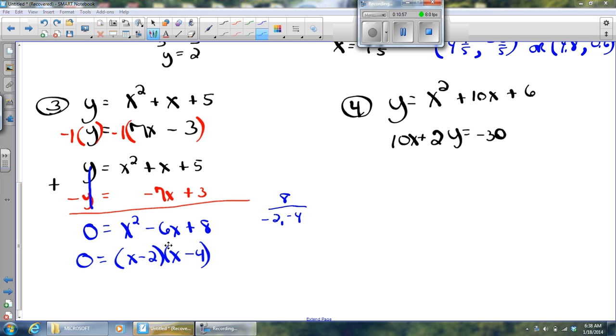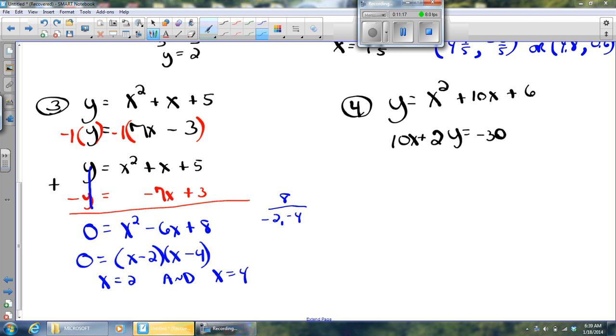If you don't see it, that's okay. You can do it the grouping method. But this works when the lead coefficient is 1. Okay, anyway, so if I solve this, I'm going to get x equals 2, and x is going to equal 4. So I have two possible answers.